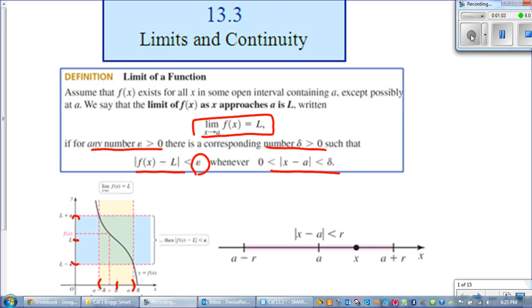So that if any x is in between A minus delta and A plus delta, and you say that by using absolute values in this way, that's just saying all the x's within delta units of the x value A, then we'll be guaranteed that the y values for this function are between L minus epsilon and L plus epsilon. So this is just the y values, and the distance they are from L must be within epsilon units.